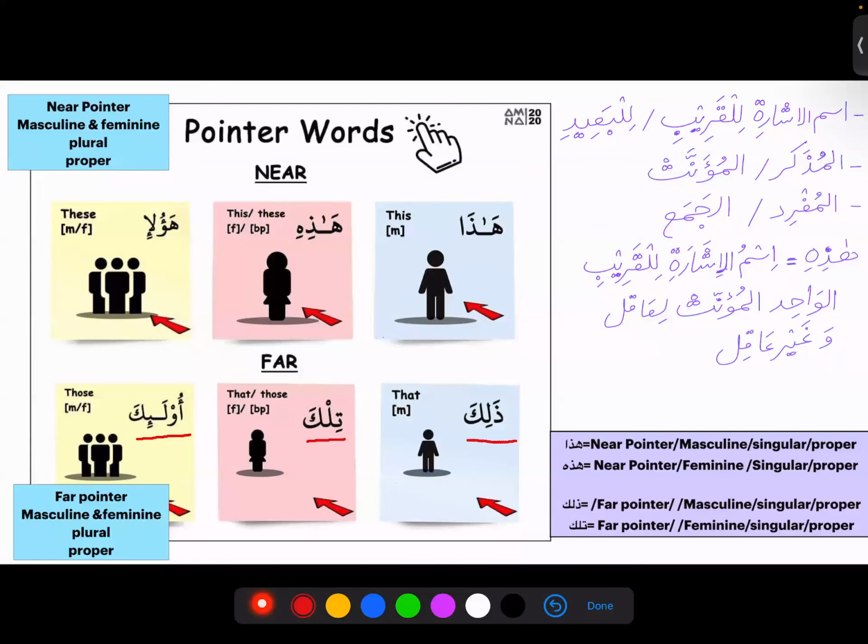Ulaika, those. Okay, those is far. And we're going to say ismul ishara lil bayid, muzakkar and muannas both. So it can be used for the muzakkar or for the muannas, but it is jama, and it could be used for akil and ghair akil. Okay, so we need to remember all these things about these pointers.